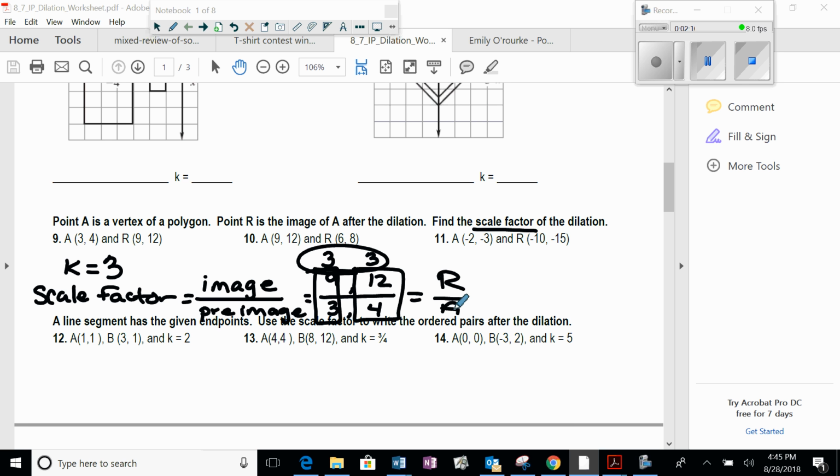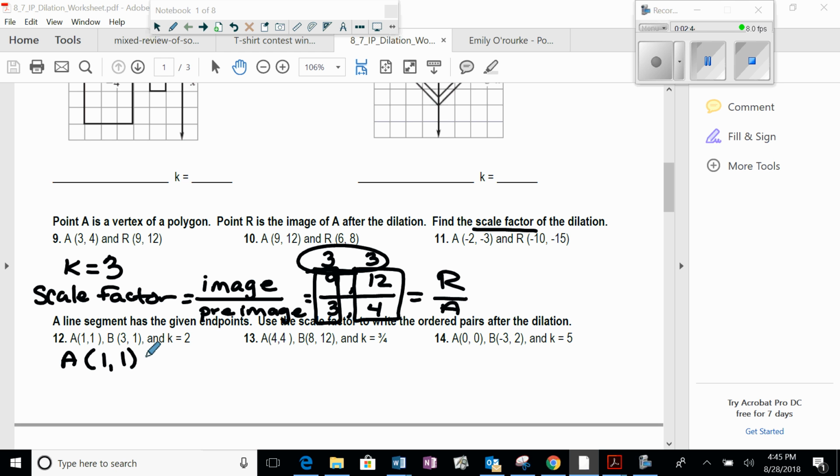It says the line segment that has the given endpoints. Use the scale factor to write the ordered pair after the dilation. So this time they give you the points of your pre-image, and they want you to use the scale factor of K in order to find your image. For this problem, I'm actually going to do number 12 and number 13 so you can see what happens with that fraction. All right, so I'm going to take my point A first, which is 1, 1.